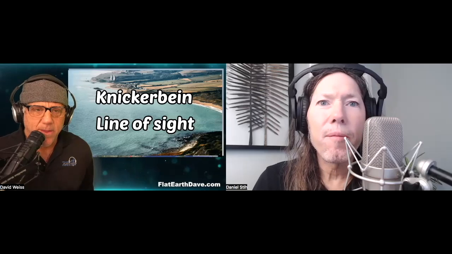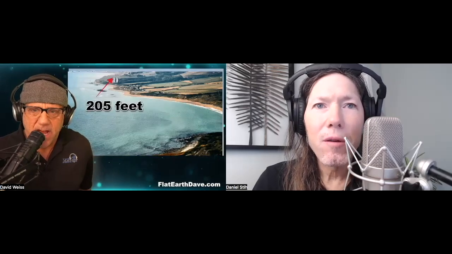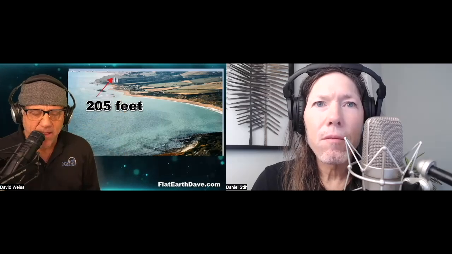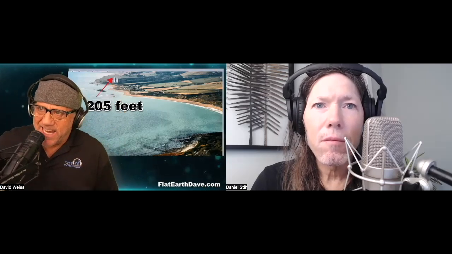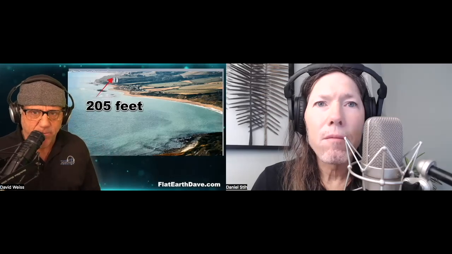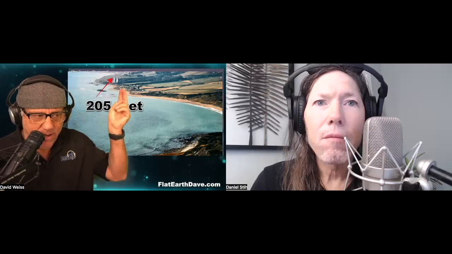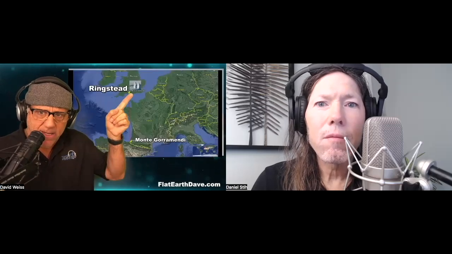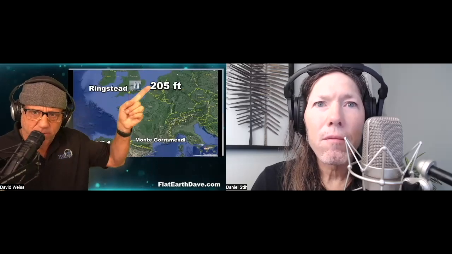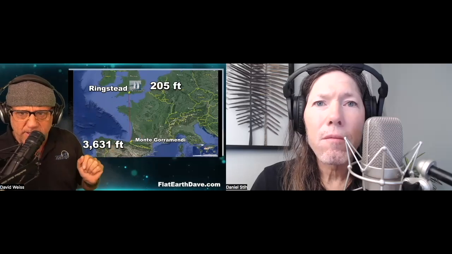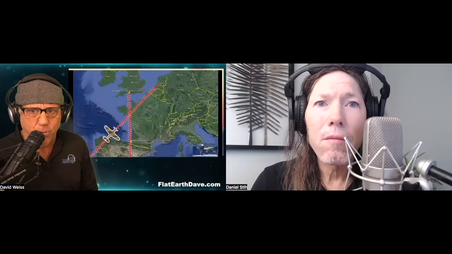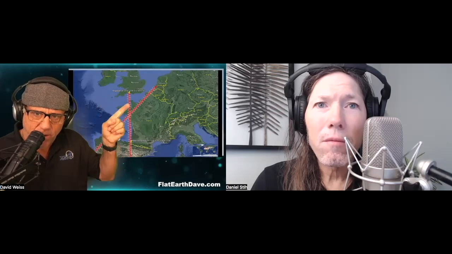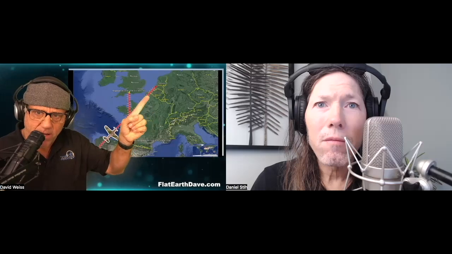This is the Knickebein system, and you have these transmitters here. Now these are microwaves, and it is known that microwaves need line of sight, right? At the frequency that they're going off of, they can't theoretically bounce off the ionosphere because they would go right through it. So here they are in Ringstead, 205 feet, and they were going to Mont Gramandi, but they were able to work. And the way that you know that they worked is they had one microwave going this way and one microwave going this way.